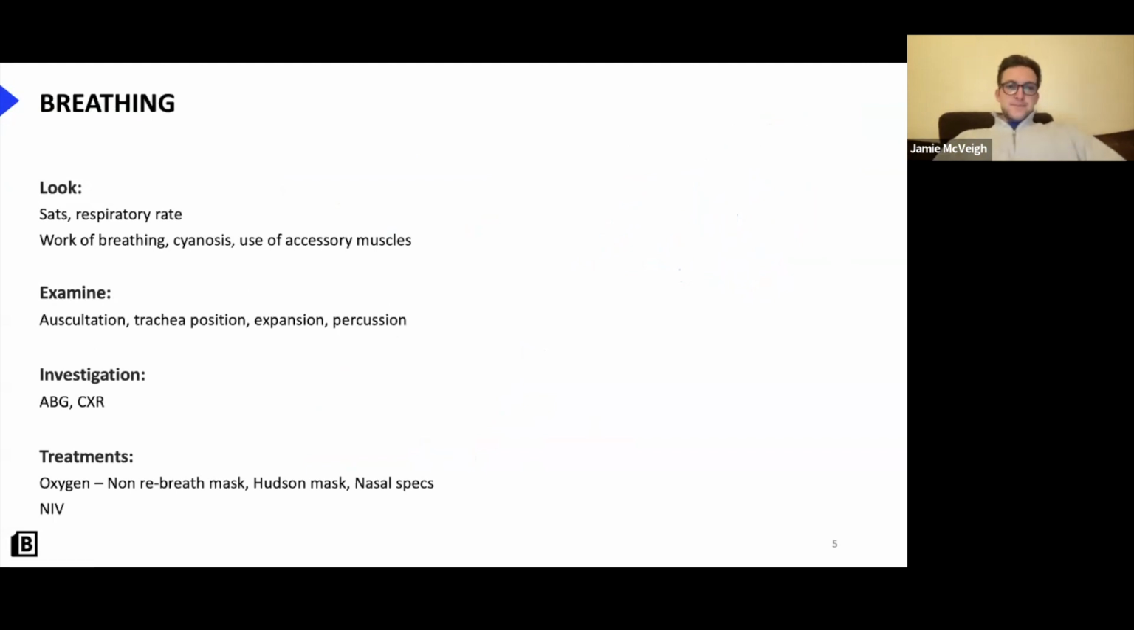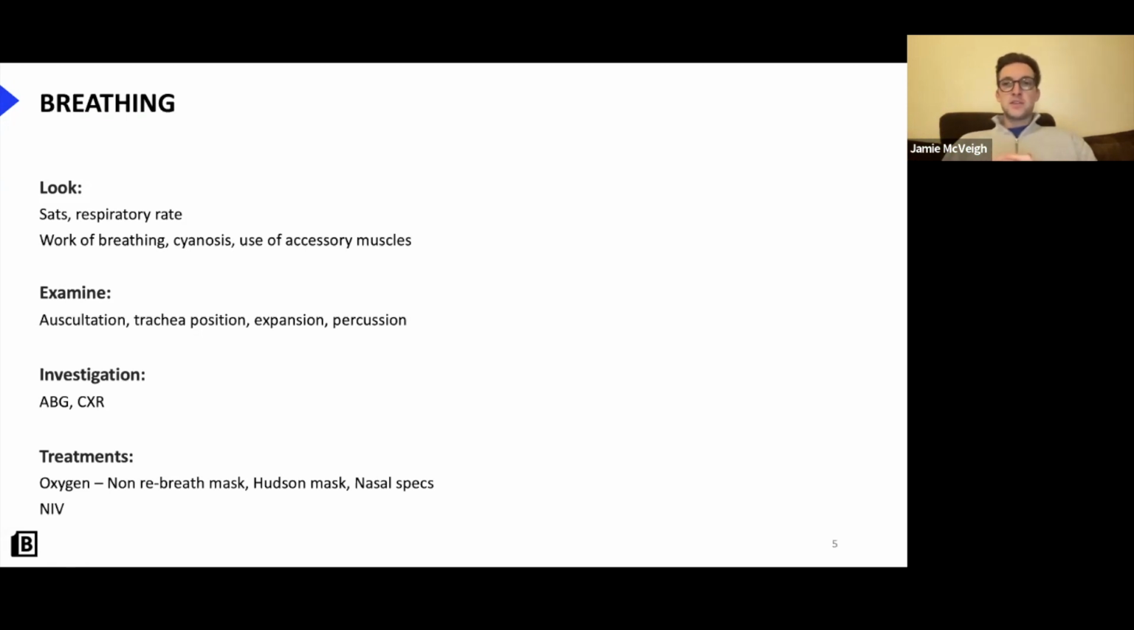Breathing next. Are they breathing at all? If not, check for a pulse. You might have a cardiac arrest situation. If they are breathing, are they very tachypneic? Is there an increased work of breathing? Do they look a bit blue? What are their SATs doing? And then examining them. Is the chest clear? Are there any crackles? Is there a silent chest on one side?